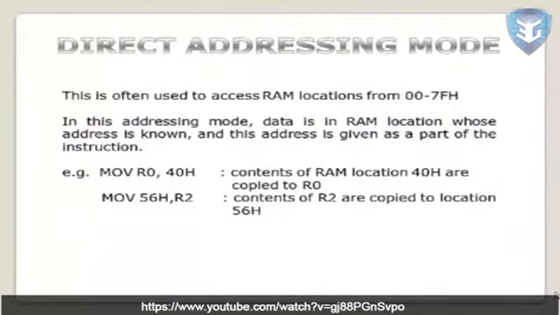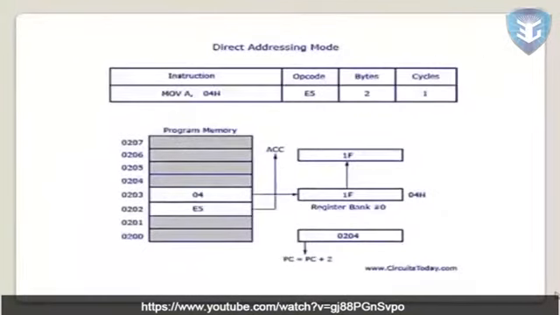Coming on to direct addressing mode. In this mode, directly, the address of the RAM location is given in the instruction. It can access RAM locations from 00 to 7FH. For example, as we can see, RAM location 04H stores the value 1FH, which is copied into the accumulator through the given instruction.